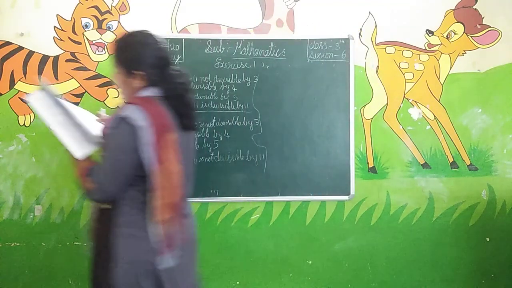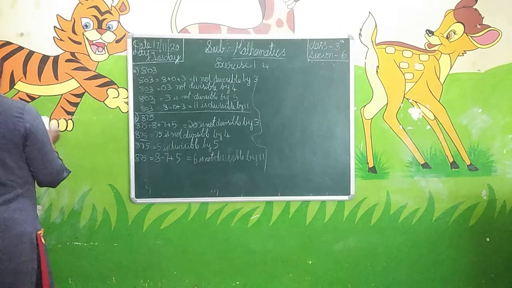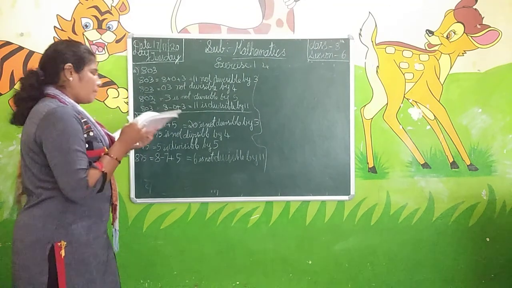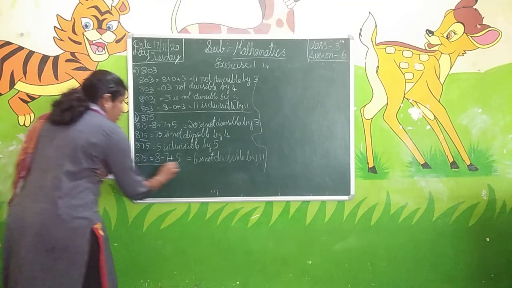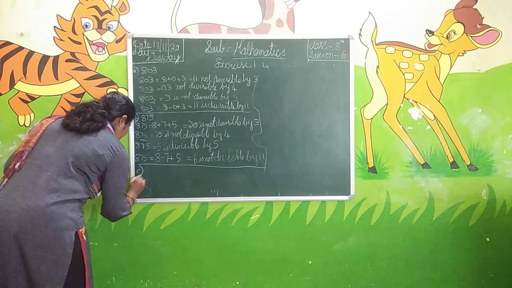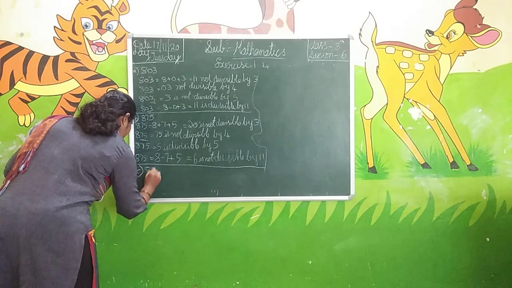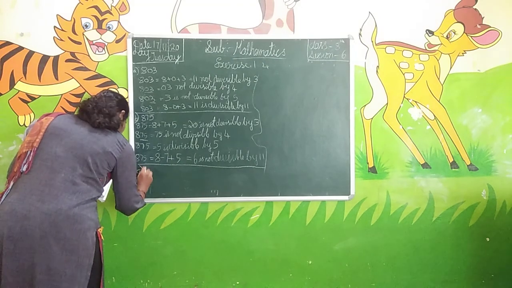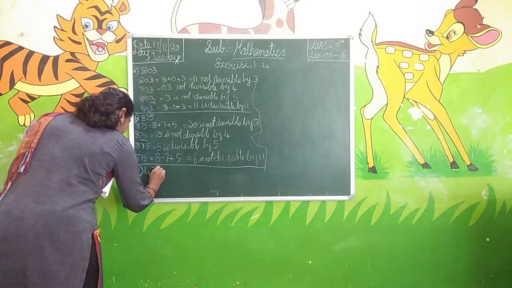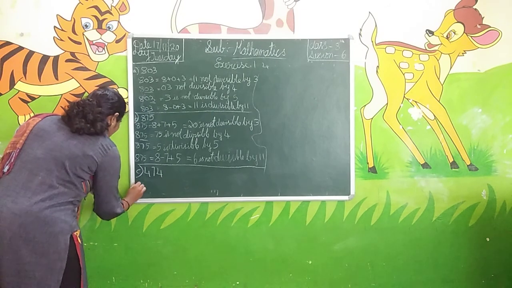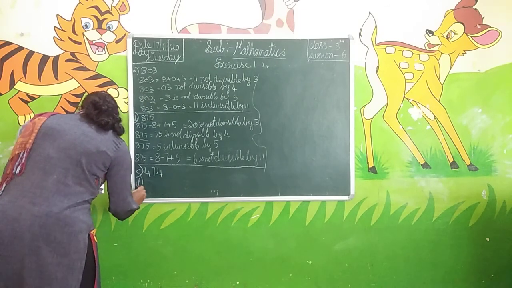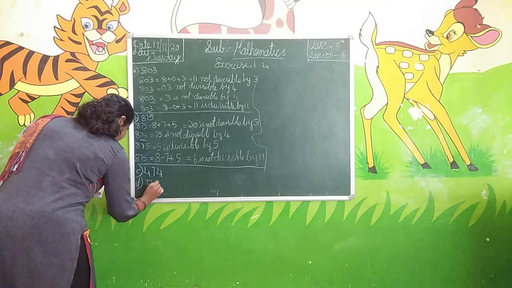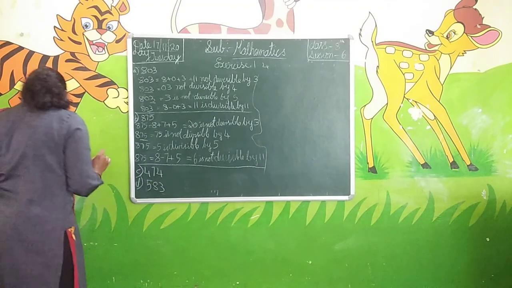Next, they have given C and D. 3-digit numbers they have given. So I won't do those problems. You have to do them. C1 is 474. Okay, this is for homework. And D1 is 583. This is also homework.